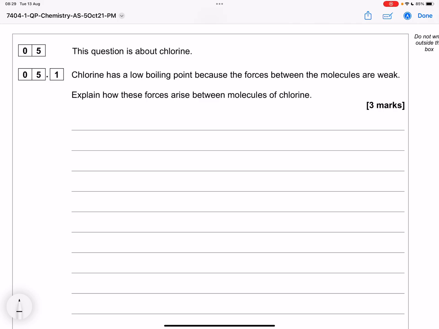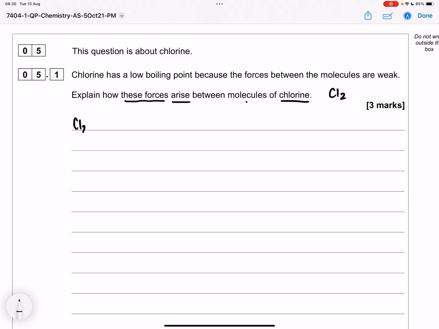This question is about chlorine. Chlorine has a low boiling point because the forces between the molecules are weak. Explain how these forces arise between molecules of chlorine. So we need to identify them. It's talking about molecules, so we know it's an intermolecular force, and we know that there are 3 types of intermolecular force, and they depend on polarity and the atoms inside the molecules.